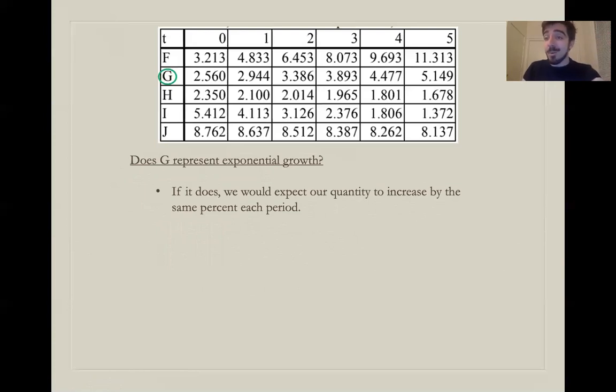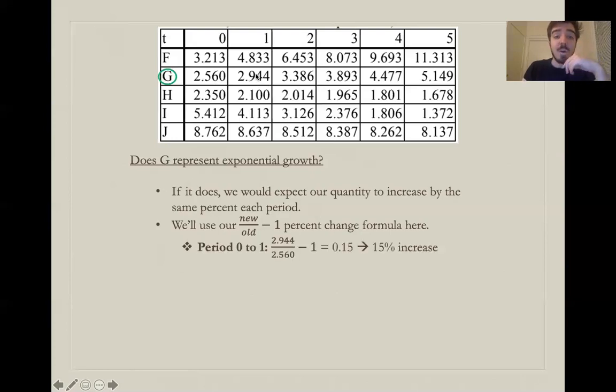And to figure out what that percent is, we need to use our usual new over old minus 1 formula, right? If I'm trying to figure out what the percent change from here to here is, well, here's my new, here's my old. If I use this formula, I can figure out what the percent change was from here to here. So let's do that. From 0 to 1, new over old minus 1 gives us a 15% increase. If I do the same thing for 1 to 2, now this is my old and this is my new, that's a 15% increase.